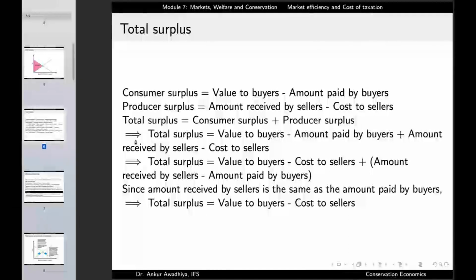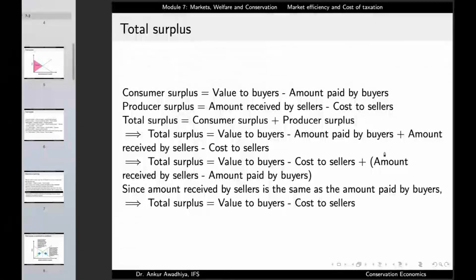Now, the total surplus we can write as consumer surplus plus producer surplus. Consumer surplus is value to buyers minus amount paid by the buyers, and the producer surplus is amount received by the sellers minus cost to the sellers. Now, in this case, we can rearrange the terms on the right hand side to say that value to the buyers minus cost to the sellers plus amount received by the sellers minus amount paid by the buyers.